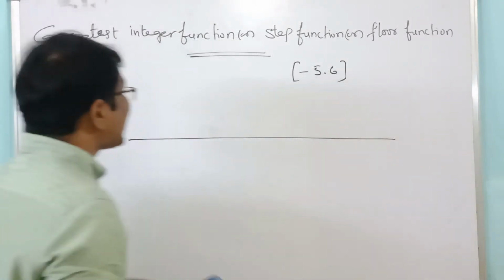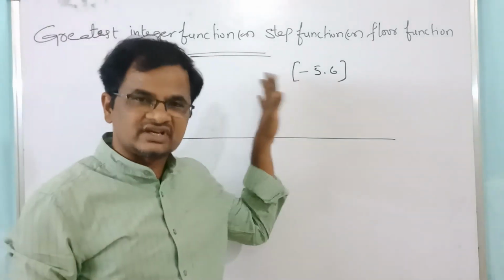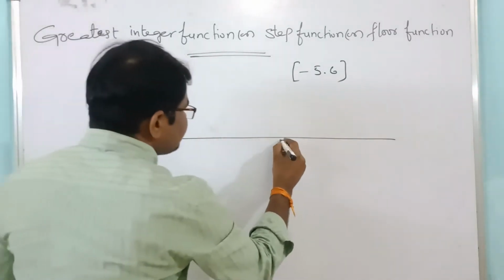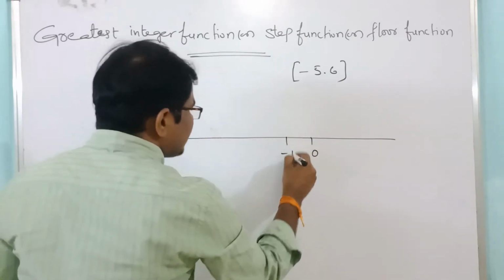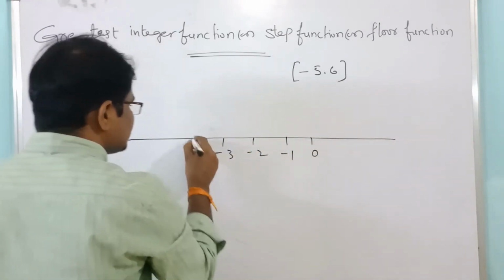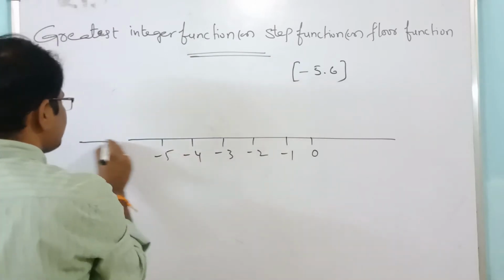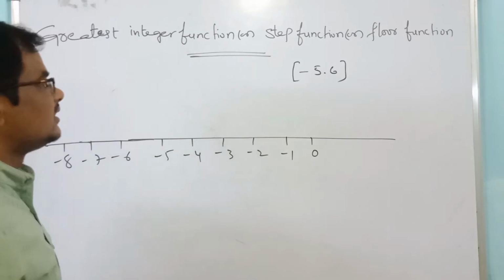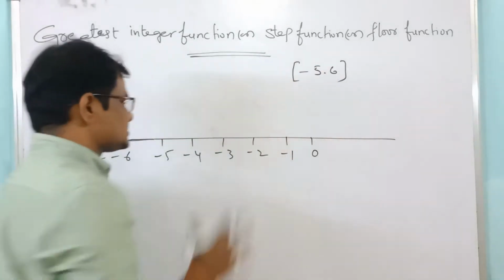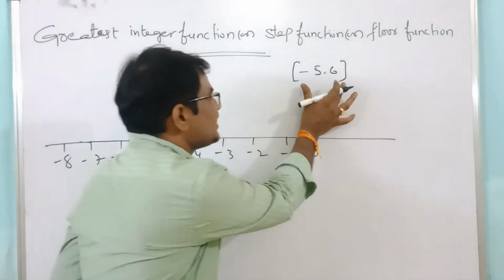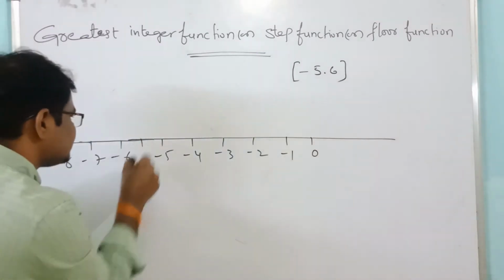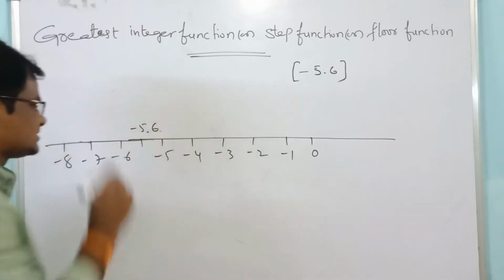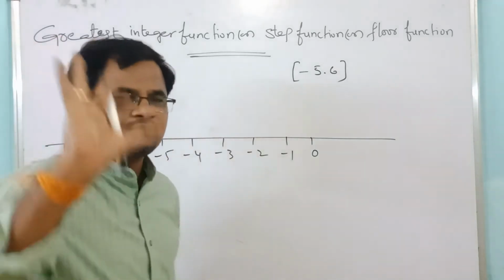So what is the actual meaning of the greatest integer function I am discussing? After that I will give the definition. See here 0 and minus 1, minus 2, minus 3, minus 4, minus 5, minus 6, minus 7 and minus 8 lines. So minus 5.6 lies between what? Minus 6 and minus 5. Here, anywhere minus 5.6. Here also you follow the same concept.